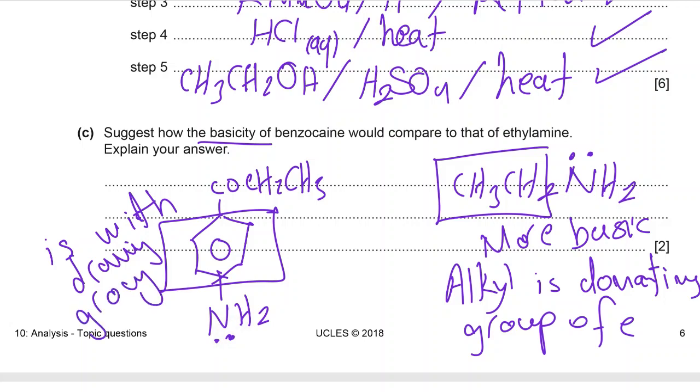That means the density of this electron pair will be decreased because the benzene ring will withdraw electron density. So the availability of this pair of electrons on the nitrogen will be less than the pair of electrons in the ethylamine. So this one has less basicity than the ethylamine. That means the pH of this one is lower than this one.